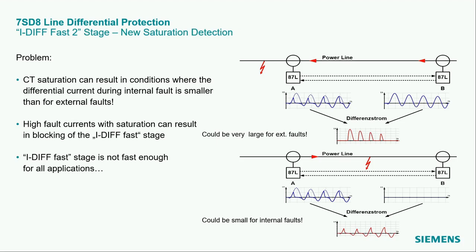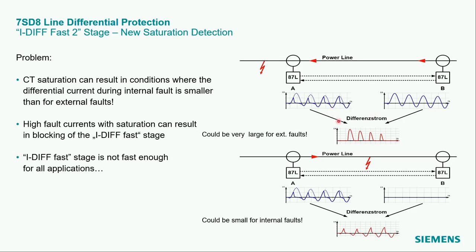A limitation of the EDIF Fast stage and the motivation for the new EDIF Fast 2 stage shall be presented in the slide here. The problem is as follows. The CT saturation can result in conditions where the differential current during the internal fault is smaller than for an external fault. Look at this example. We have an external fault where the fault is fed from the right-hand side, so the relay at the side A saturates very heavily, while the relay at B does not saturate.